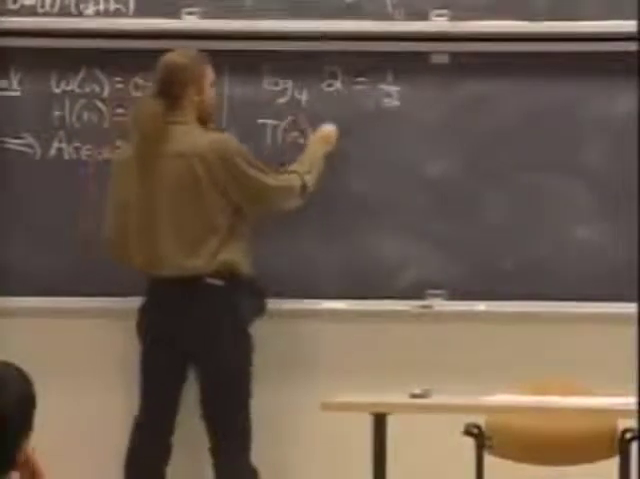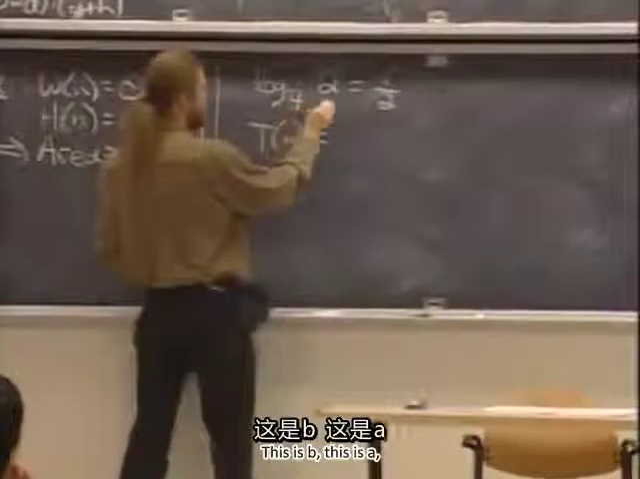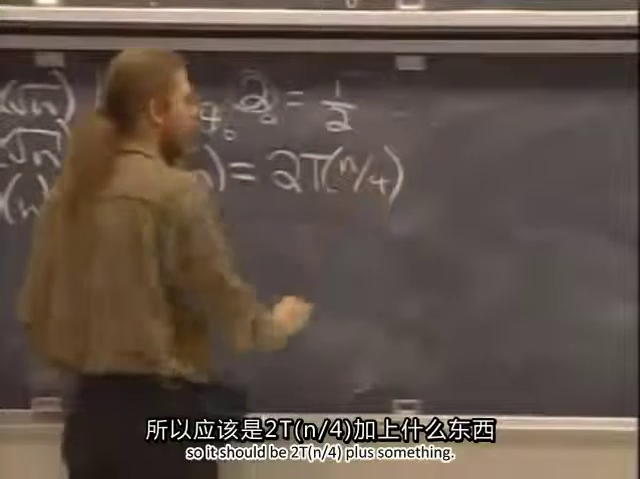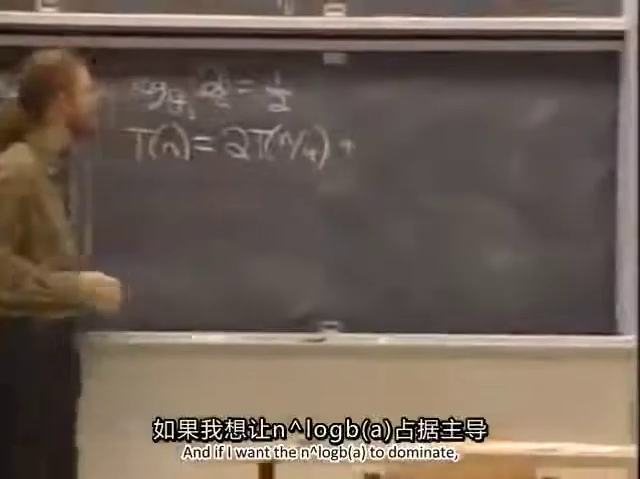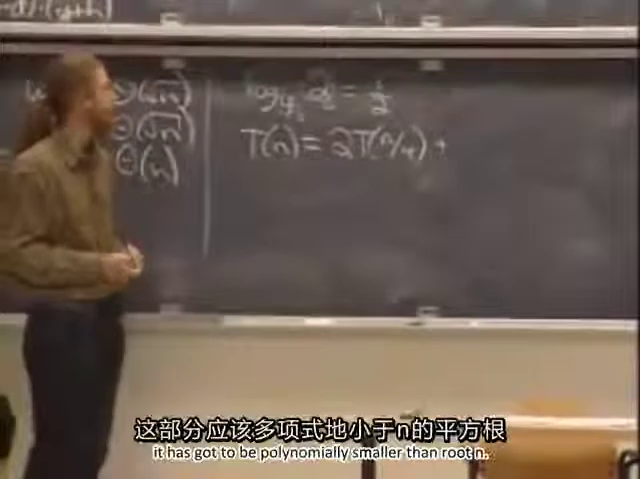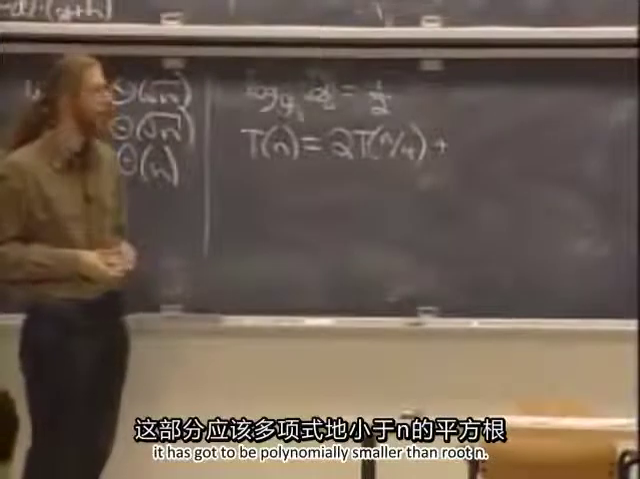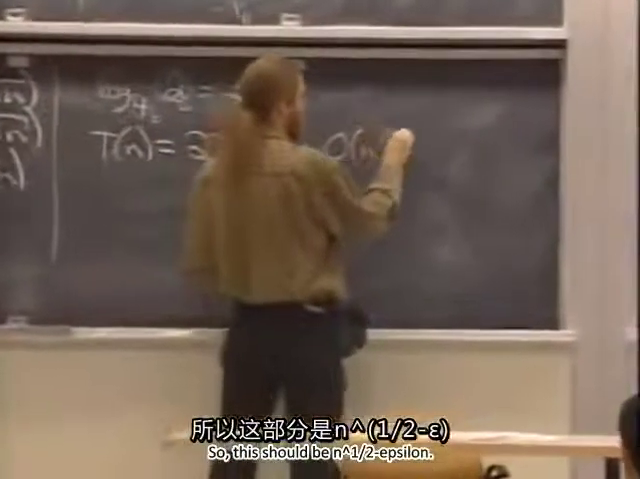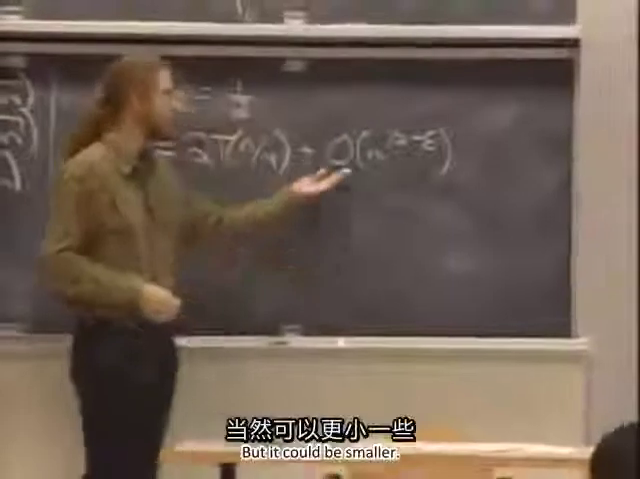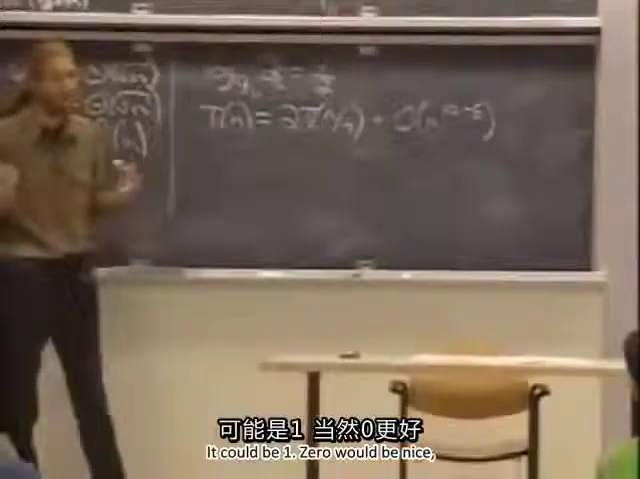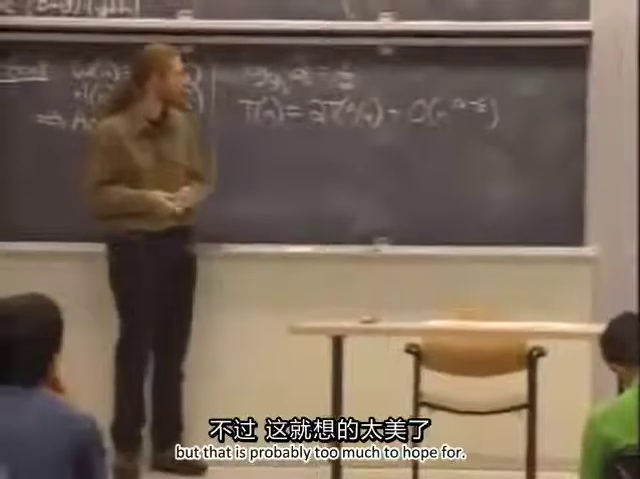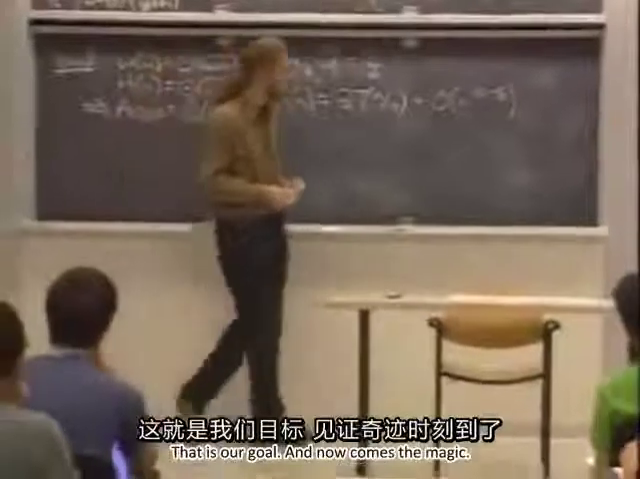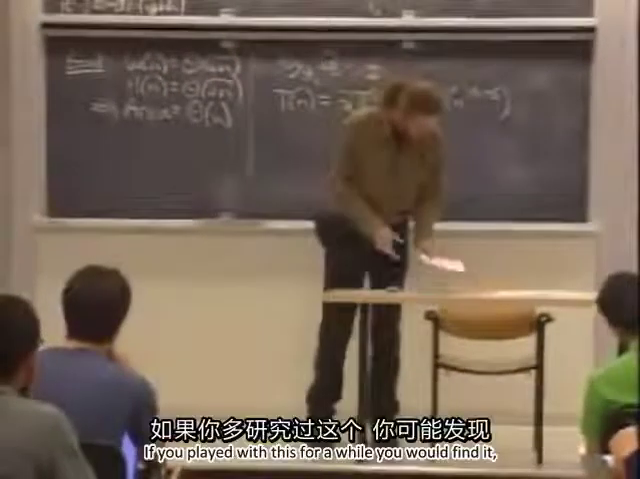Well, T of n would be, now get this right, this is b, this is a. So it should be 2 times T of n over 4 plus something. And if I want the n to the log base b of a to dominate, it's got to be polynomially smaller than root n. So this should be n to the 1/2 minus epsilon for some epsilon, but could be smaller. Could be 1. Could be 0 would be nice, but that's probably too much to hope for. So something strictly polynomially smaller than root n. Okay, that's our goal. And now comes the magic.